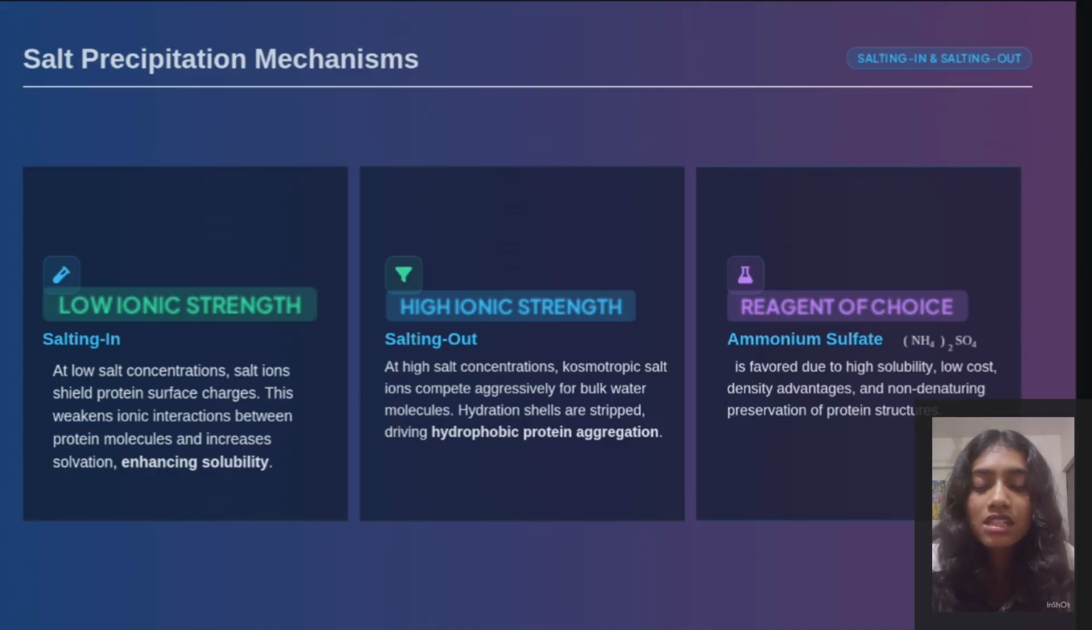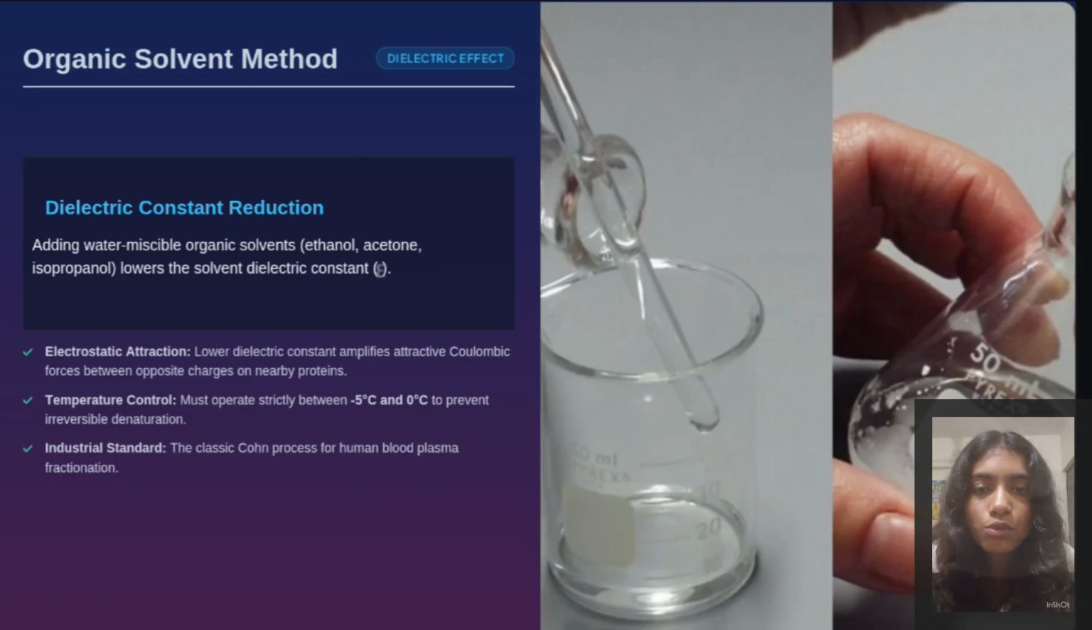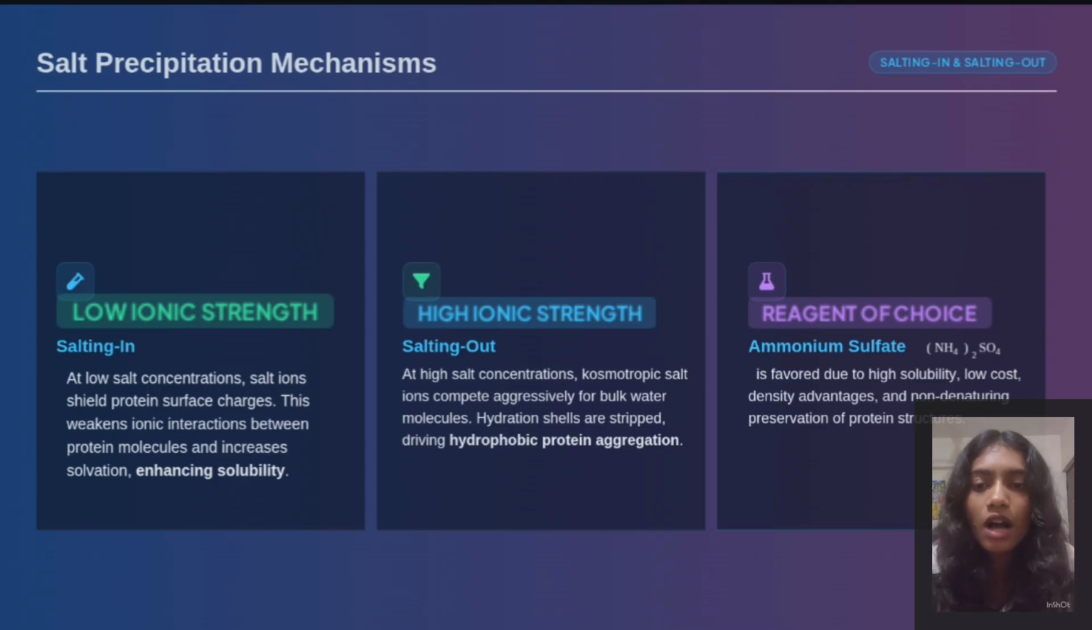Mathematically, this behavior is governed by the Cohen equation. Log S = β − Ks·I, where S is the solubility, Ks is the salting out constant and I is ionic strength. Put simply, as ionic strength I goes up, protein solubility, that is S, drops exponentially. Ammonium sulfate is a global industrial favorite here because it's cheap, highly soluble, has great density properties and preserves native protein structure without denaturing them.